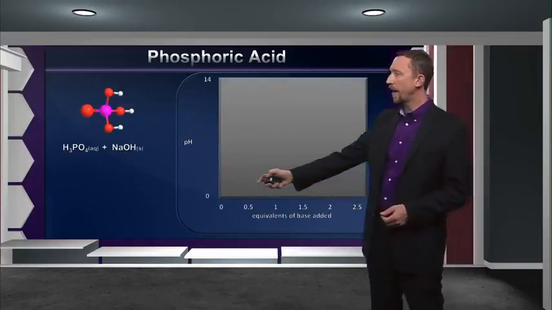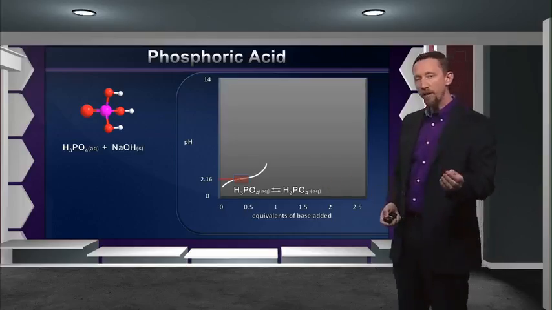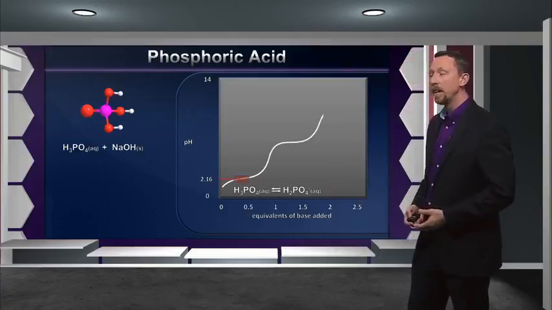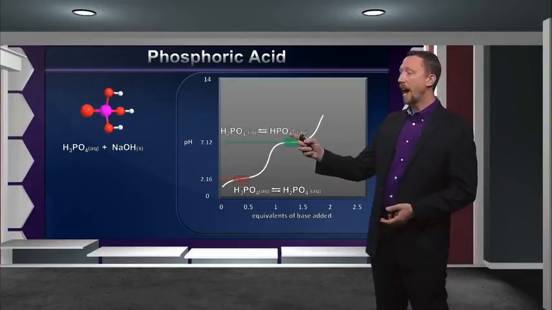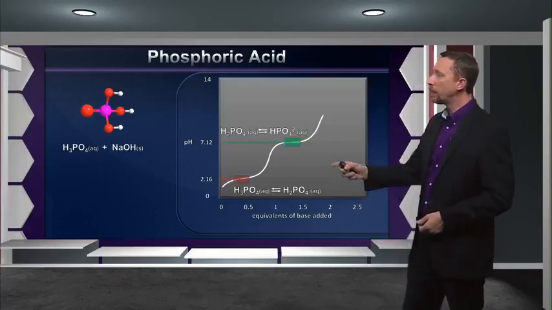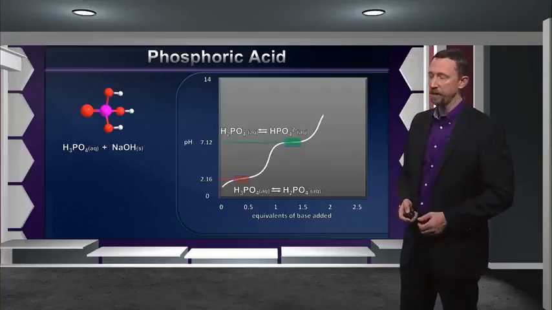Let's start down here where we've added very little or no base at all. Now, initially, there is a little bit of a buffering zone here, and that is right at the pKa of the first dissociation of phosphoric acid, right around 2.16. As we continue, we pass through a point where the equilibrium between phosphoric acid and dihydrogen phosphate has now been overwhelmed, and we're dealing instead with an equilibrium between dihydrogen phosphate and hydrogen phosphate acting as acid and base respectively. This occurs right around pH 7.12. That is equal to the pKa of dihydrogen phosphate.